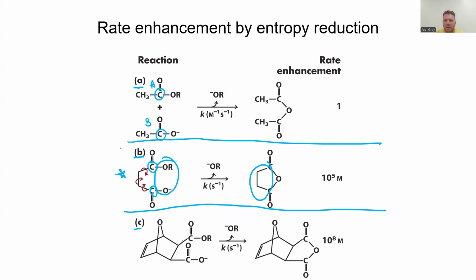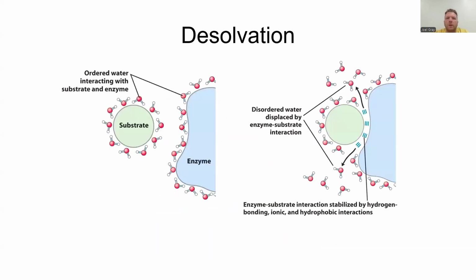And then in reaction C, we've got the same thing where we're wanting these groups to close this ring off to make something like that. The likelihood that that happens is even higher than that of B. So our rate enhancement is higher because we just don't have that many other options.